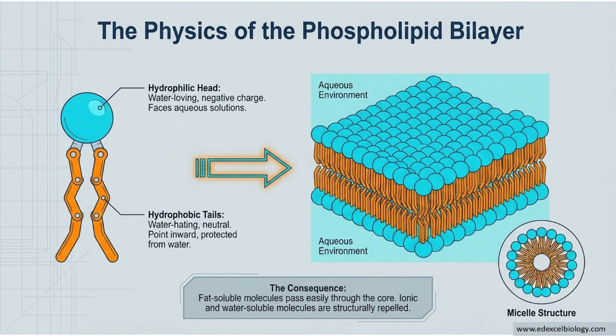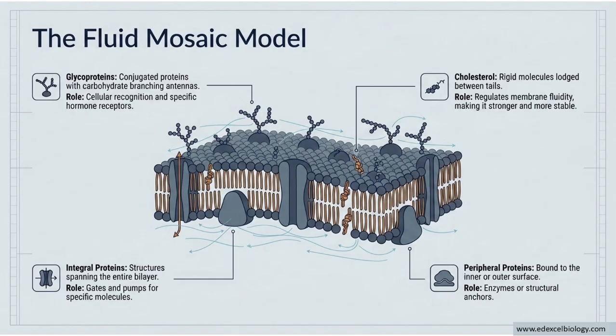And for a long time, the exact nature of this arrangement was heavily debated by scientists. Yeah, I was reading about that. It wasn't until 1972 that Singer and Nicholson proposed the Fluid Mosaic Model. That model proved that this bilayer isn't a rigid shell at all. It's constantly moving. It behaves more like a two-dimensional liquid, like a sea of lipids. And embedded within this fluid sea are various proteins, cholesterol molecules, and glycoproteins just floating around.